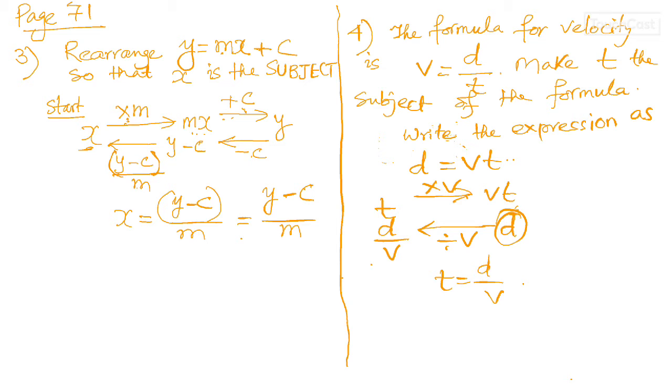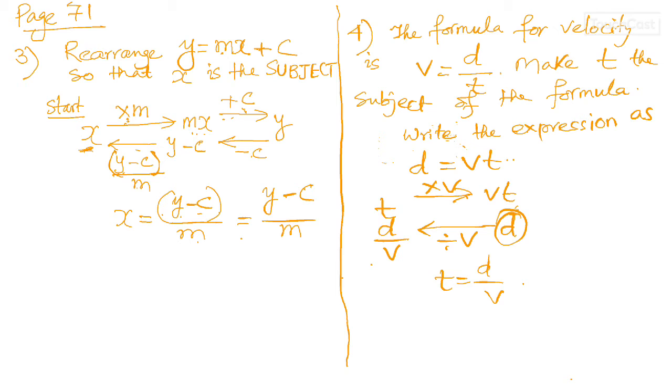I put them within a bracket, so y minus c over m, and that gives me x equals y minus c over m. And then later on, as you can see, I removed the bracket. So y minus c over m, and open bracket y minus c close bracket over m, is exactly the same kind of expression.